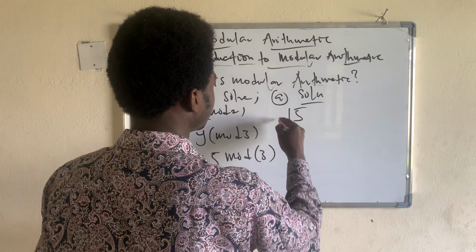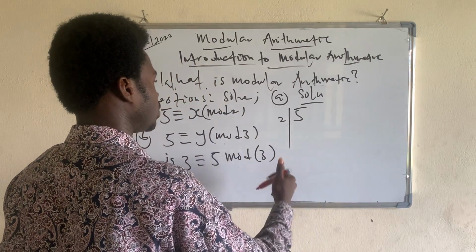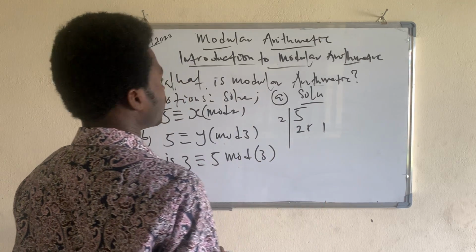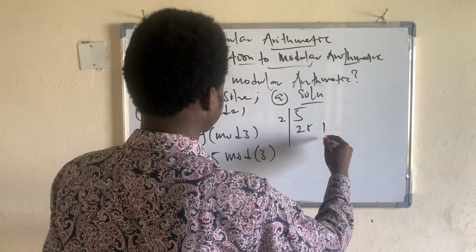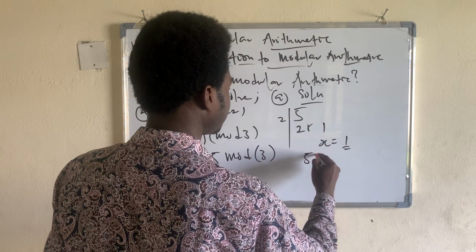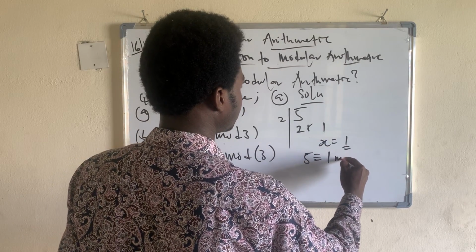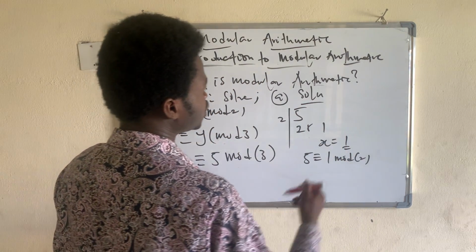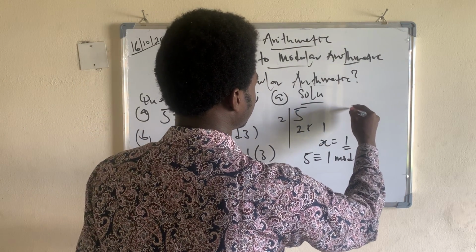So I will just say 2 in 5. 2 in 5 will give me 2, remainder 1. So I have my remainder, that is my x is 1 here. So I can say 5 is congruent to 1 in mode 2. I can simply say this. Okay, I can also make use of my number line. So make use of the number line now.